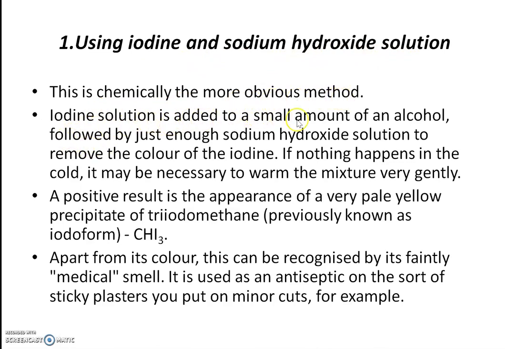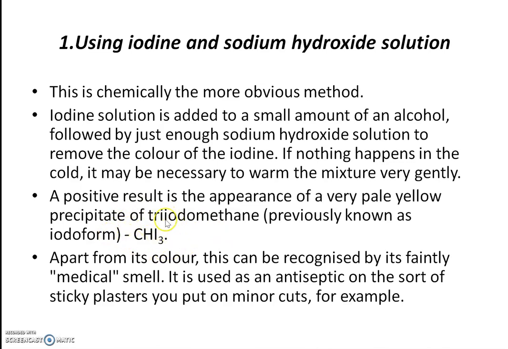Iodine solution is added to a small amount of an alcohol, followed by just enough sodium hydroxide solution to remove the color of the iodine. If nothing happens in the cold, it may be necessary to warm the mixture very gently. A positive result is the appearance of a very pale yellow precipitate of triiodomethane, which means you will get a cloudy solution. And the color of the solution should be what? Yellow.